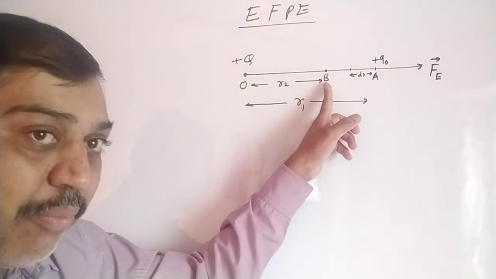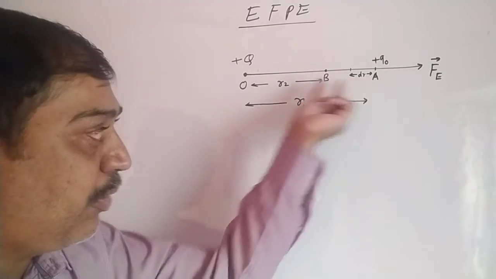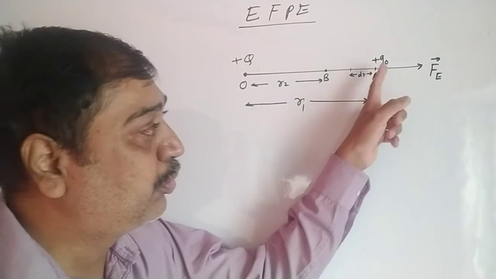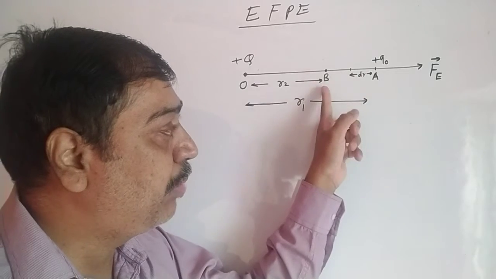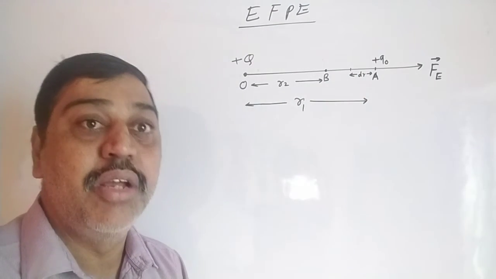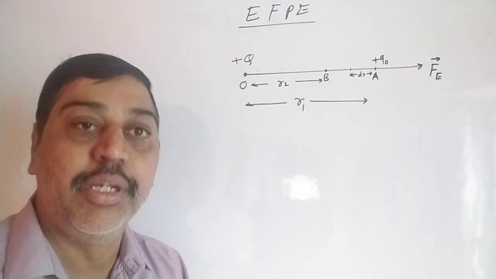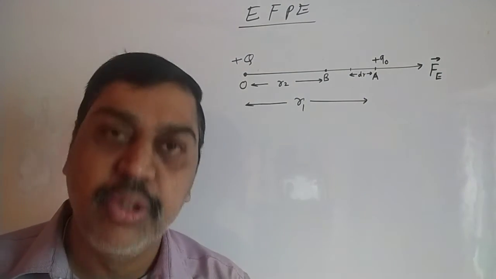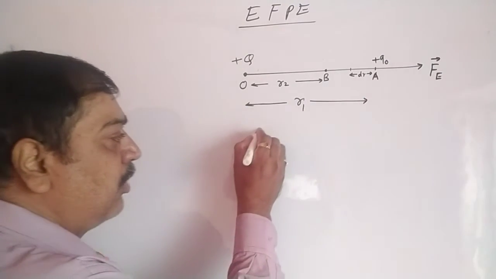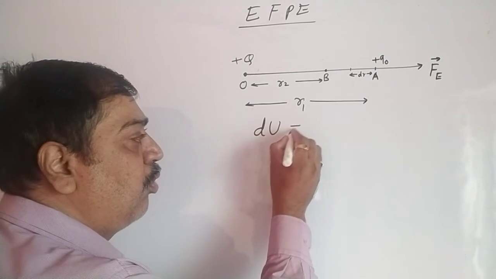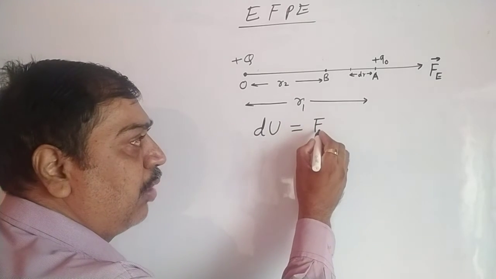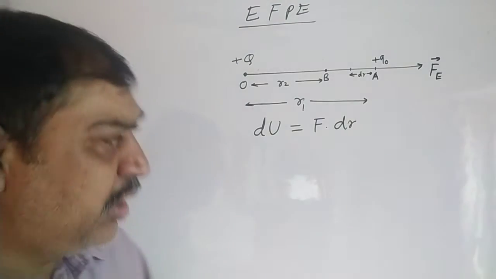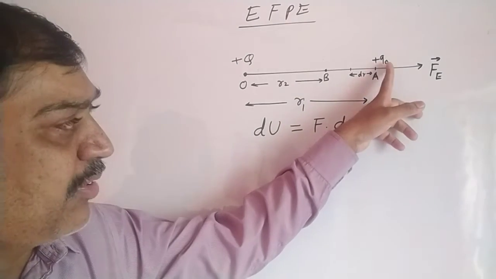We want to move the charge plus Q0 placed at A to B. The work done required to move the charge plus Q0 from A to B can be considered as an increase in the potential energy of this system. For that, let us first write the equation that we have seen. As we know, the potential energy equals work done, and that is equal to F into displacement dr.